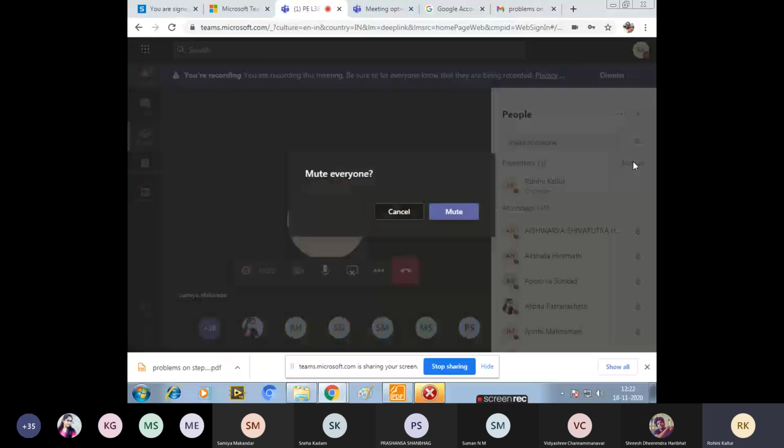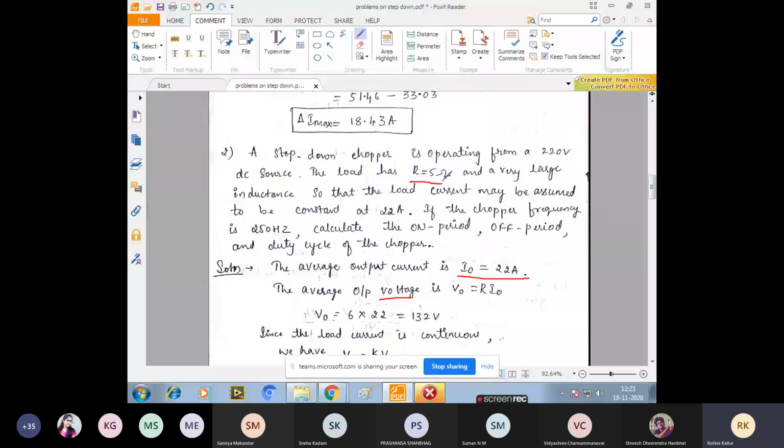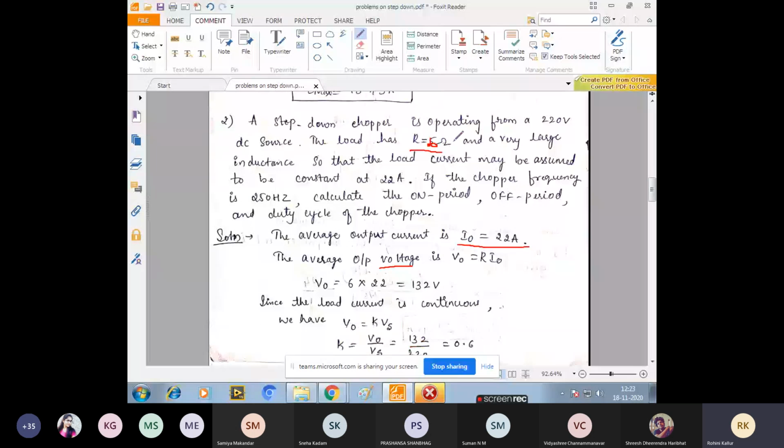I think I did a mistake here. It will be here, or else you change this value to 6 ohms. While writing here, a simplification happened. Okay. So R is equal to 6 ohms and V naught is equal to R into I naught. So it is 6 into 22. So that is equal to 132 volts.